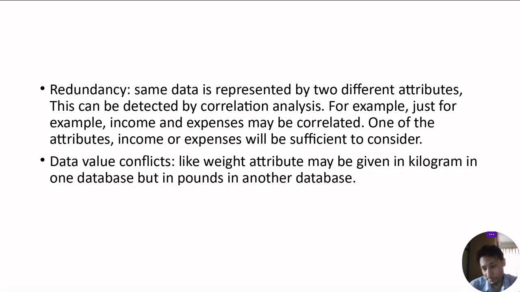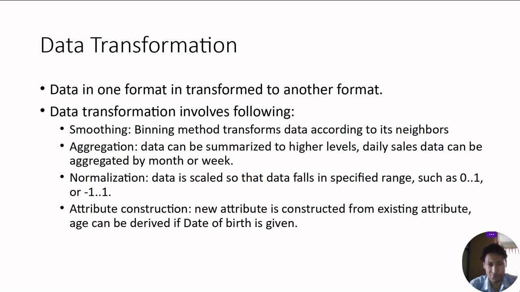Data value conflicts mean that in different sources attribute data types may differ, and attribute values may differ. For example, in the case of weight, in one source weight is given in kilograms, in another source weight is given in pounds. So pounds and kilograms are different units. This also makes schema and database integration a problem. Data transformation is another process of data processing. Data in one format is transferred to another format. Suppose, I already gave the example of weight.